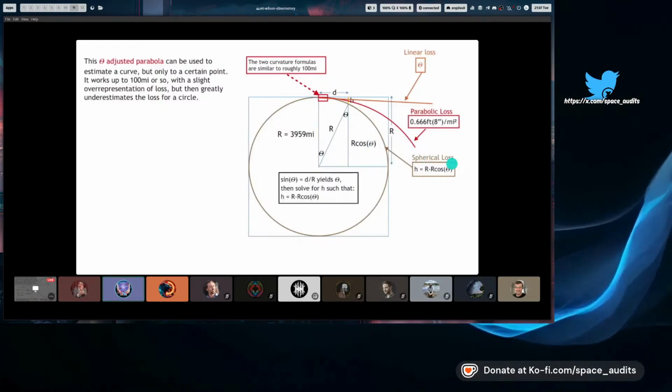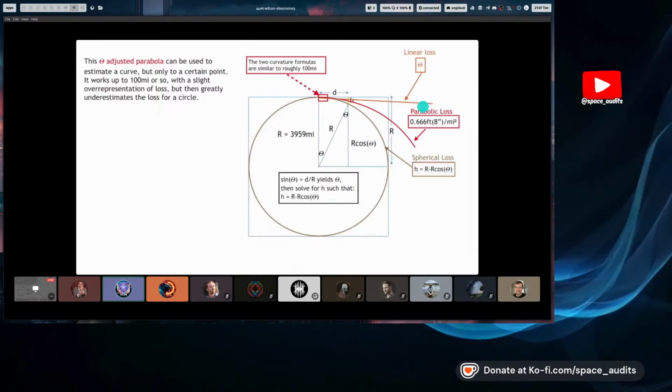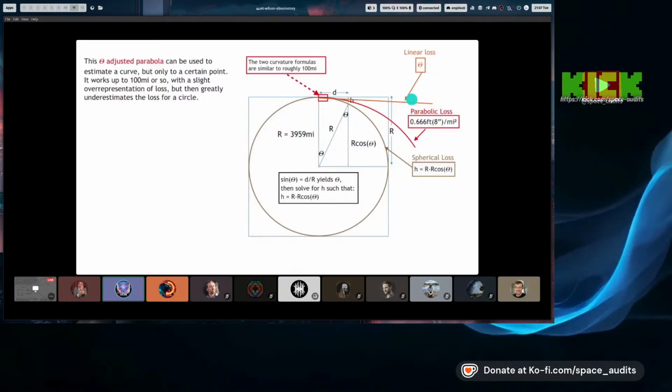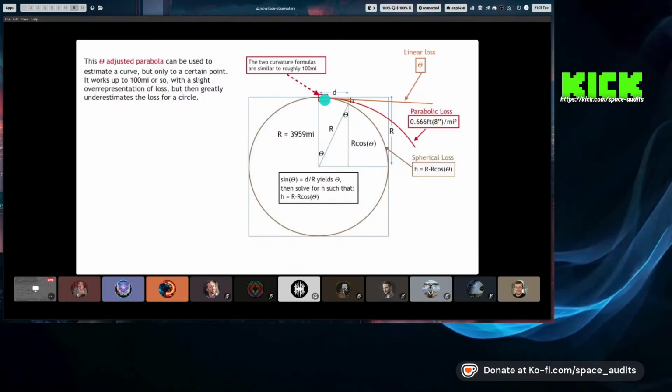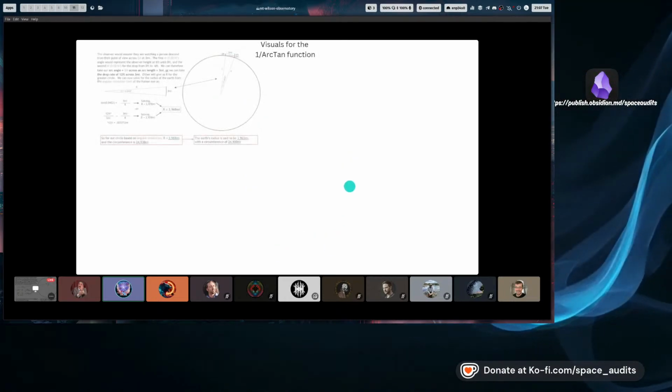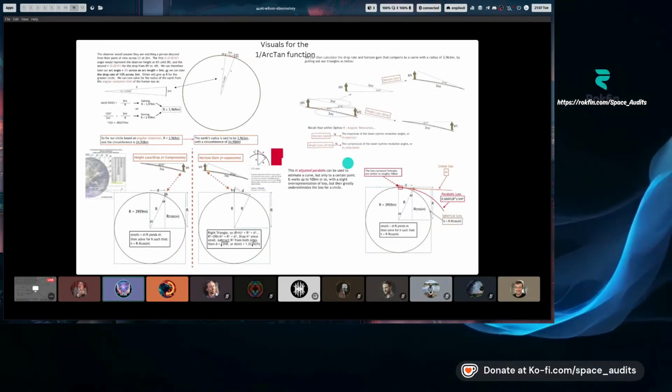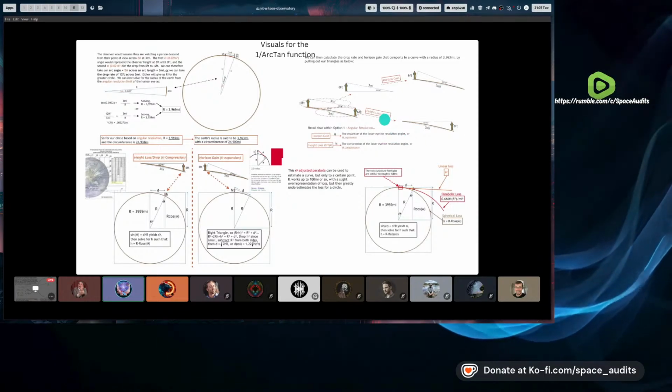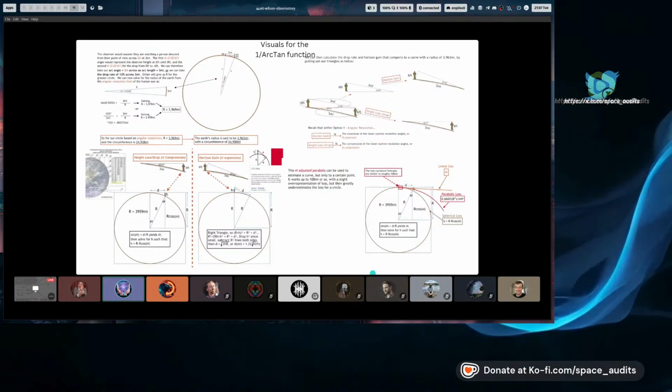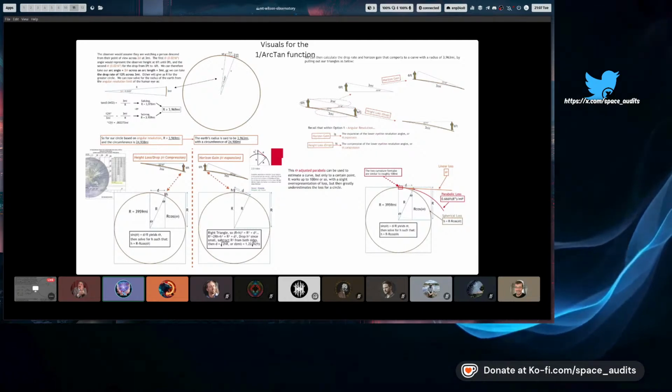We have people using a spherical formula approximated with a parabolic loss, which is in fact a linear loss of information, which we go over later when we're talking about this. The loss of information is linear, right? It's not parabolic. We approximate it linearly. There's some math we can go into, but that's not the focus of this presentation here.